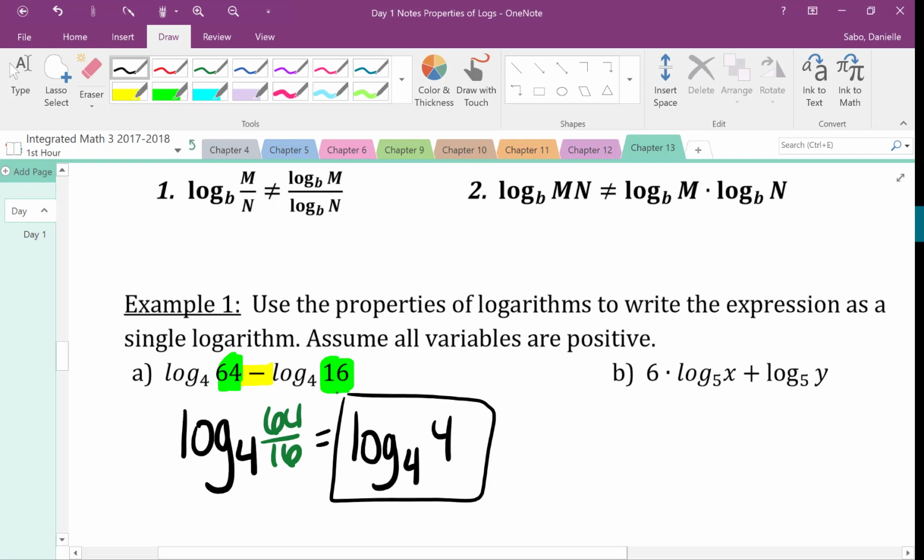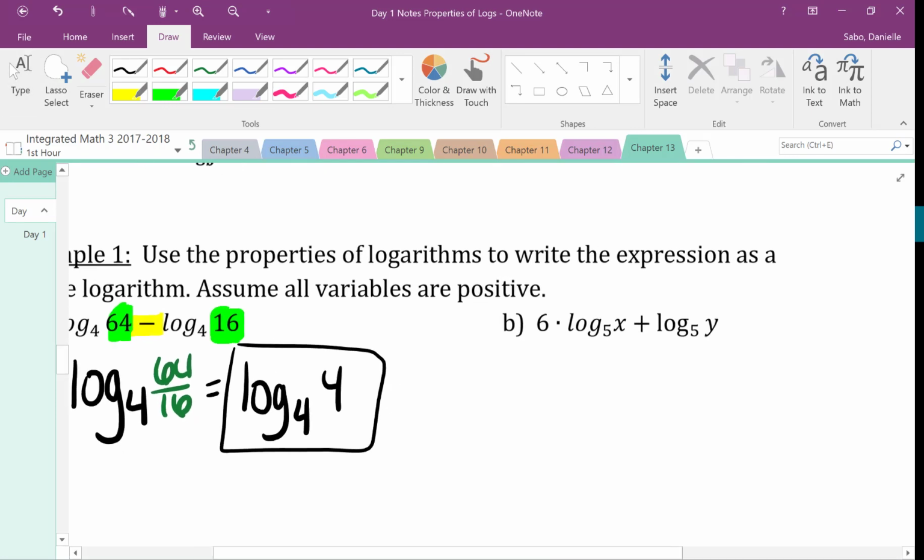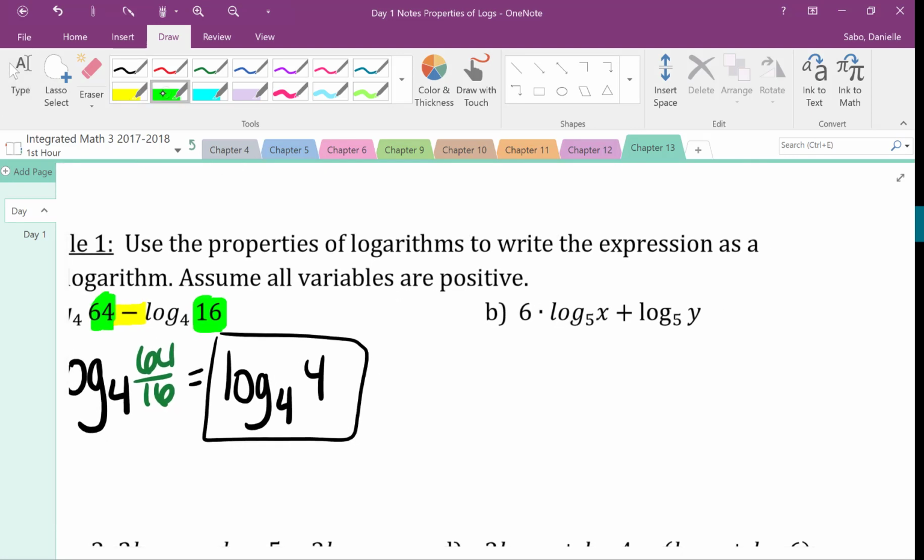Right? So let's do it again. Here for B, I have a number all the way out in front. Do you remember what's going to happen with that? Is my argument.